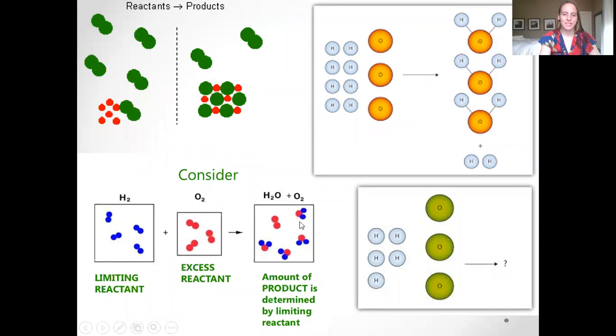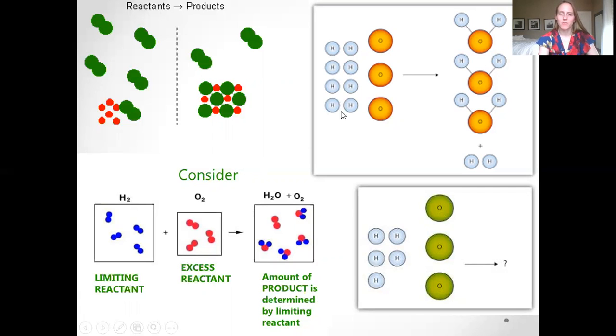So if we look at this example down here, for instance, we've got hydrogen gas reacting with oxygen gas to make water. But in the reaction, there is still some oxygen left. After I have used up all of the hydrogen molecules, I don't have any more hydrogen to make a water molecule with, but I still have some oxygen left. So the leftover oxygen means that oxygen is the excess reagent. The fact that I used up all of my limiting reagent, and it was what I ran out of first, makes the hydrogen the limiting reagent.